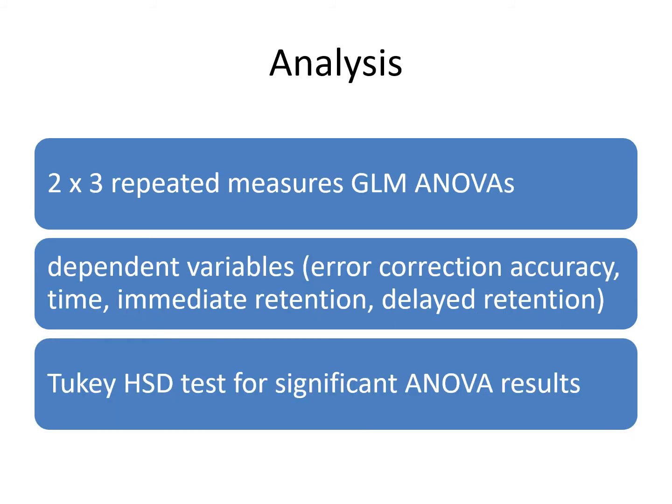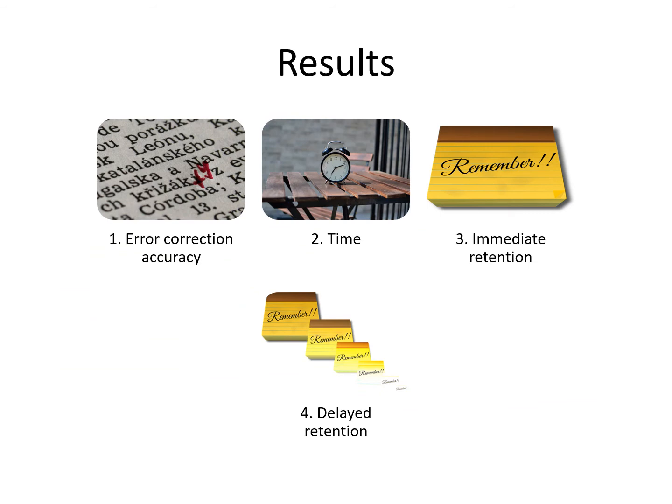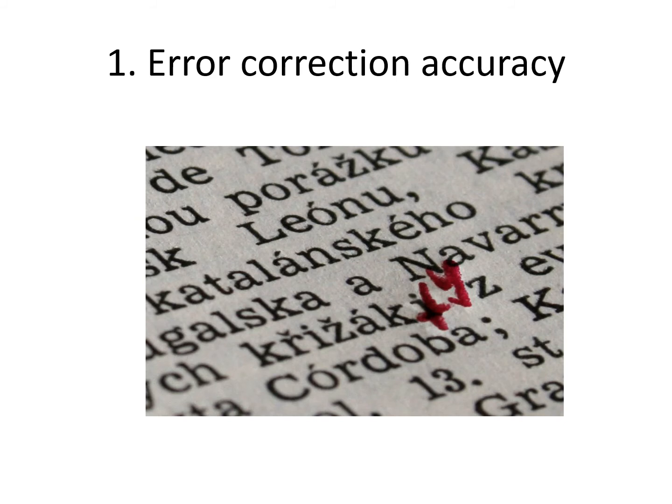2 by 3 repeated measures ANOVAs were conducted for each dependent variable, that is error correction accuracy, error correction time, immediate retention and delayed retention, and post hoc tests were used to investigate significant differences. Now let me present the results for each dependent variable in turn. So let's start with error correction accuracy.